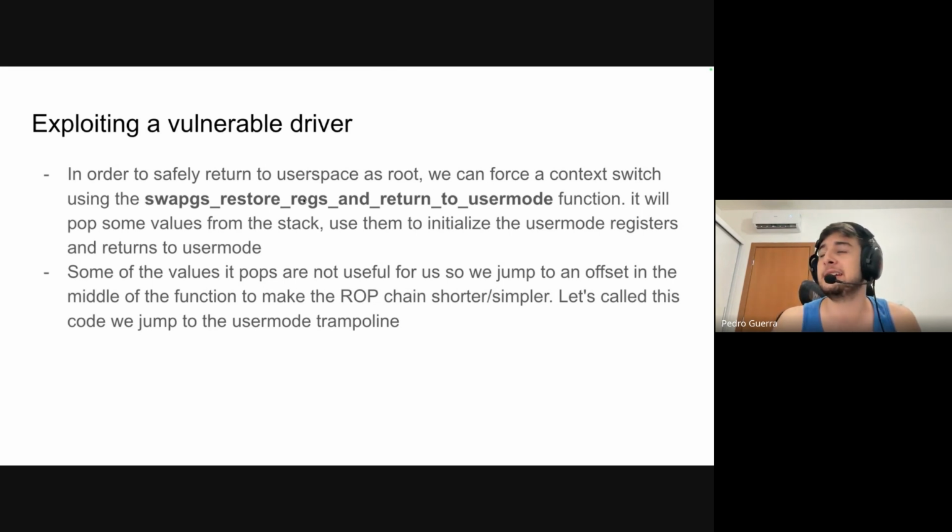Something that I would like to add is that this function, in the very start, pops a bunch of registers that we're not interested in, and we would need to take account of those and add some dummy registers to a ROP chain. Instead, I decided to just jump directly to the interesting part of the function that only does the context switching. We can call the code that we jump to, which lives inside this function, the user mode trampoline, which is the function that will switch us back to userland. And this trampoline will pop some more values and use those values as the userland registers when you return.